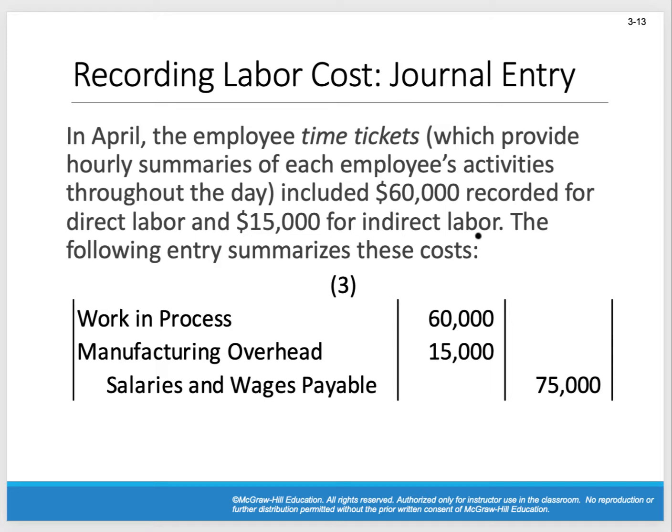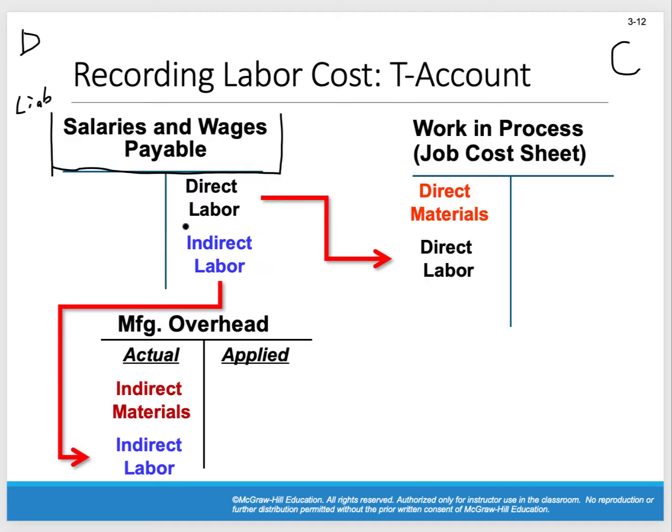We've got to make the journal entry. If we go back to here, the T account, we know that we've got to leave salaries and wages payable, and whether we're direct or indirect depends on if we go to WIP or if we go to manufacturing overhead. All the direct labor leaves salaries and wages payable, and because it's direct, it flows into WIP. Any indirect labor has to leave salaries and wages payable, but it goes into the manufacturing overhead account.